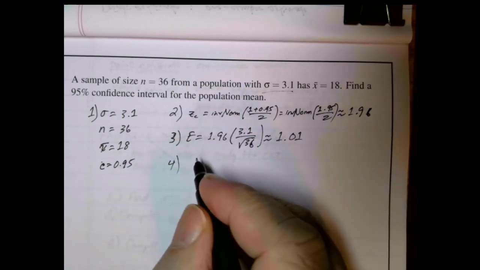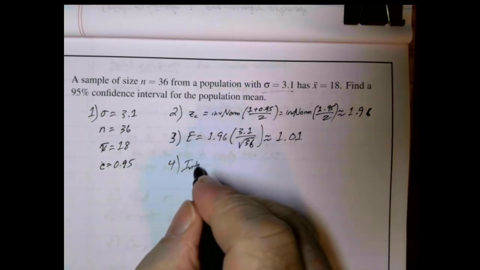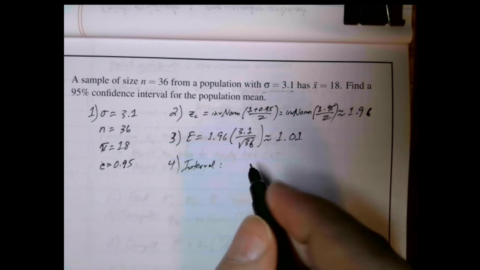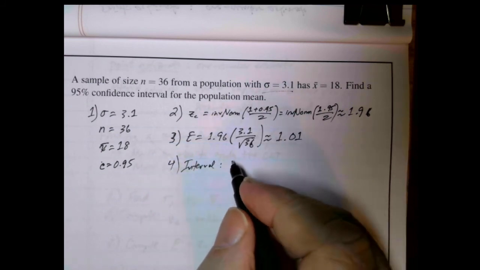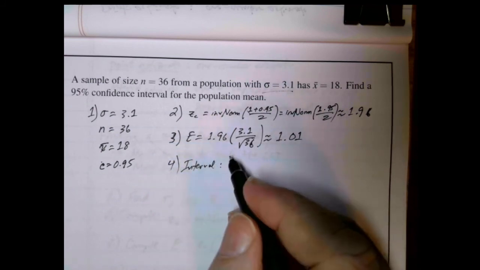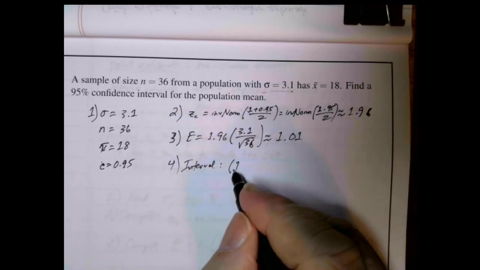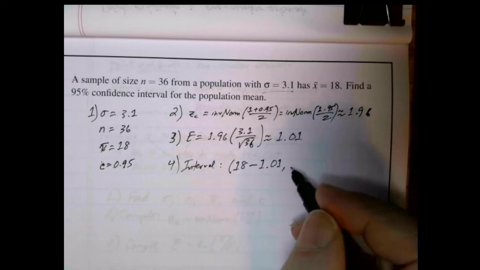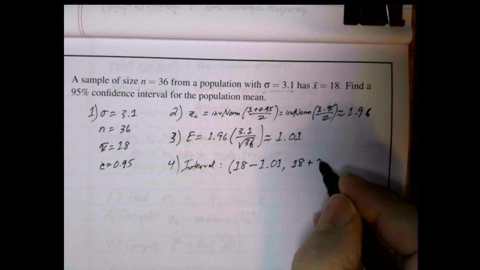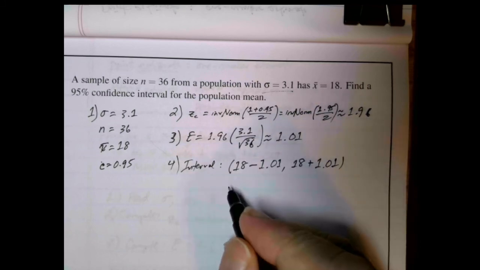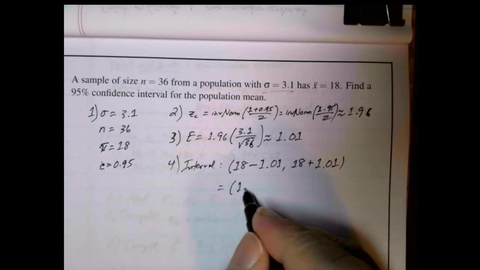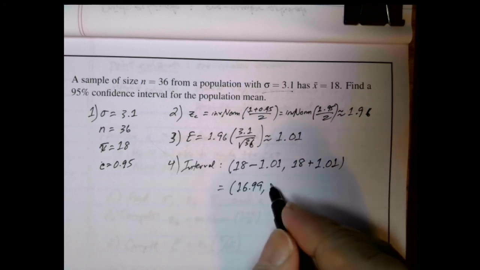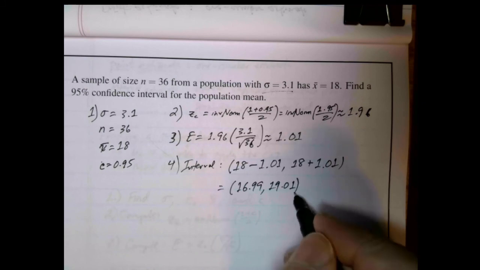Okay, well then, what's the confidence interval here? Right, this is the 95% confidence interval for the mean. It's x bar, which is 18, minus E, 1.01, to x bar plus 1.01. That is to say, it's 16.99 to 19.01.